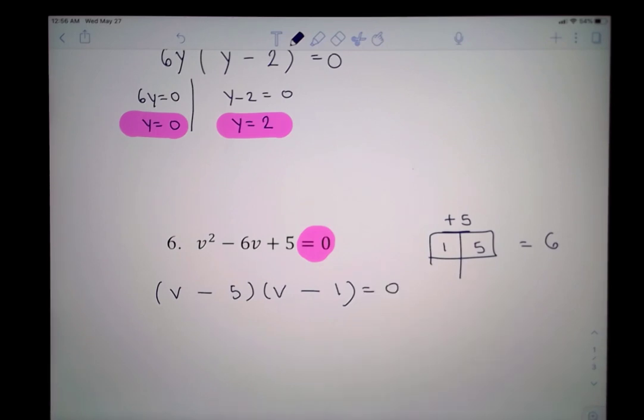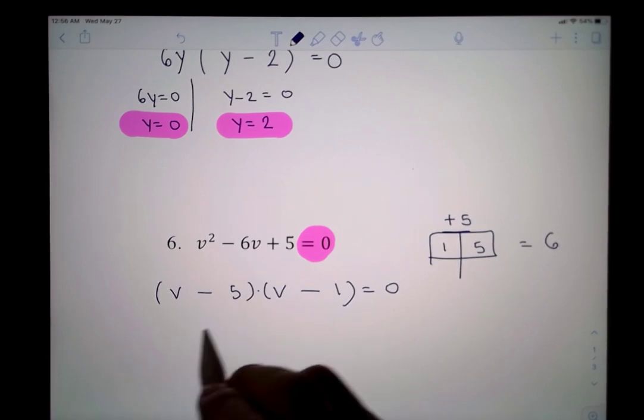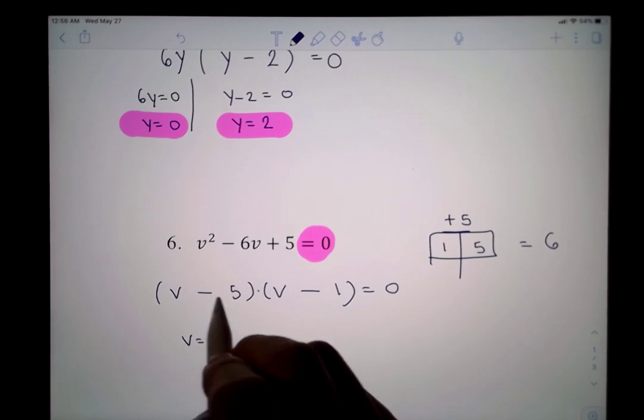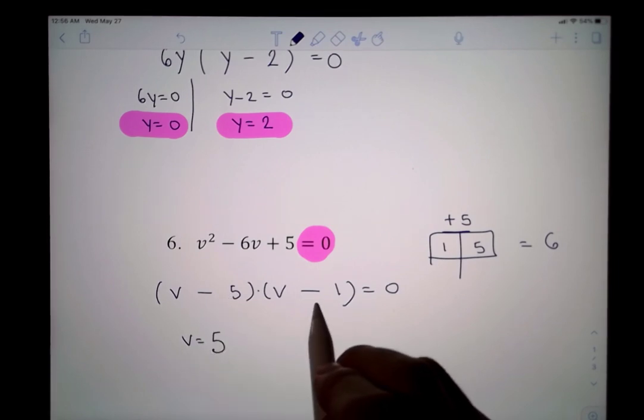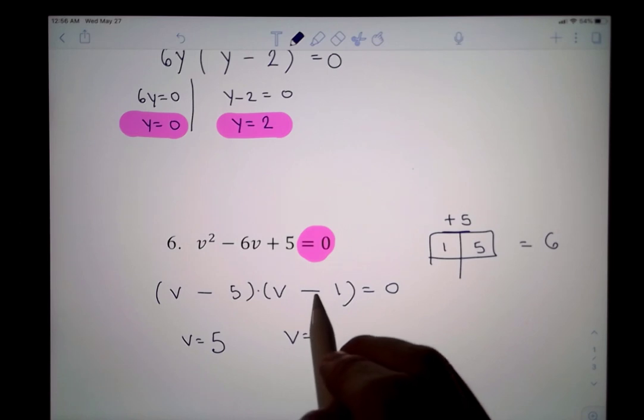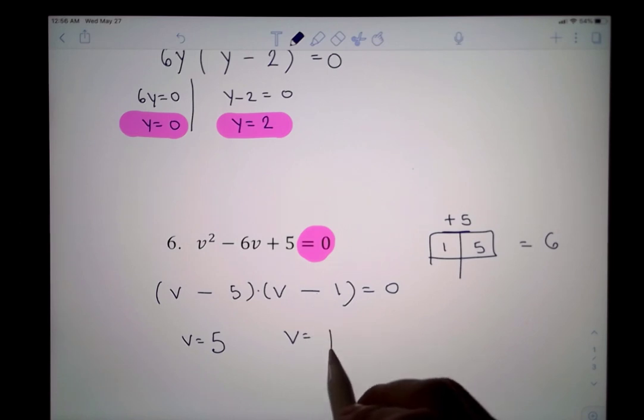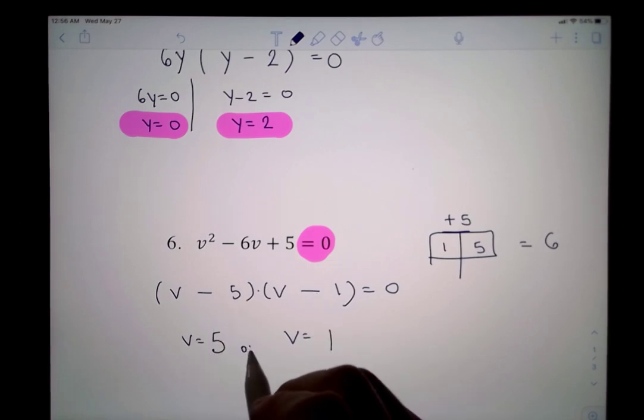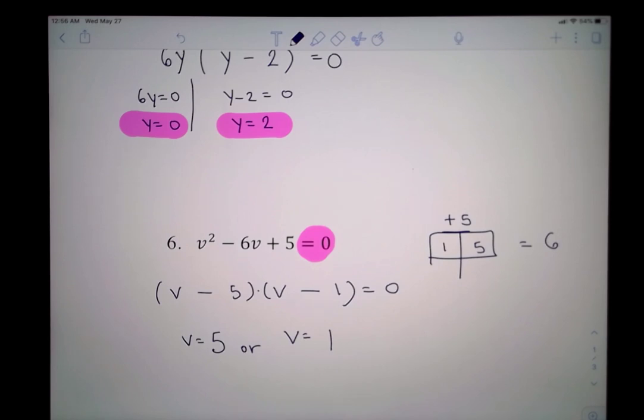Then you know how to factor. So first, what? You factor, make 2 parentheses so that you have these 2 products, and then you find the 0 from each. So if I use the shortcut, V equals what? Opposite sign, 5. From here, V equals what? Opposite sign, positive 1. Okay, so V equals 5 or V equals 1. So that's 2 zeros.